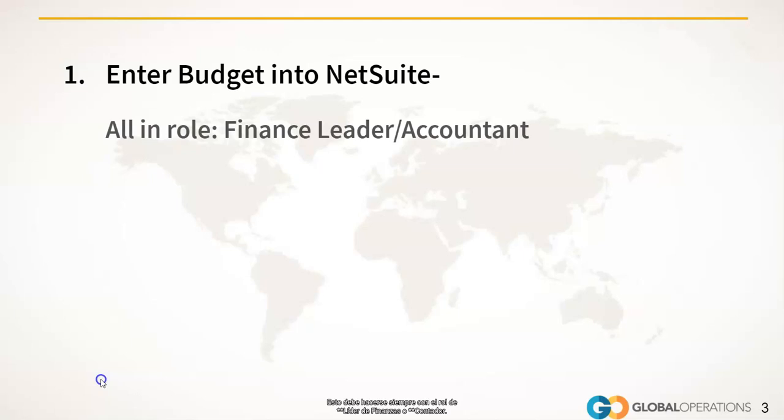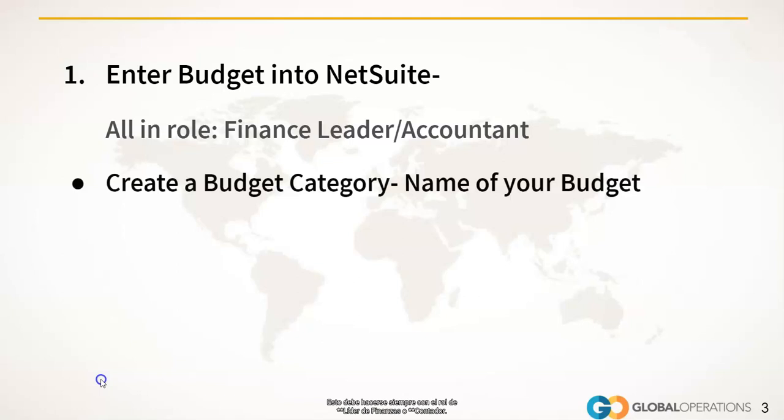This should always be done in the role Finance Leader Accountant. First, you need to create a budget category. This is simply a name of your budget. What does this mean? Budget category is the budget name that you can then select later when you want to compare your actual data to the budget data.